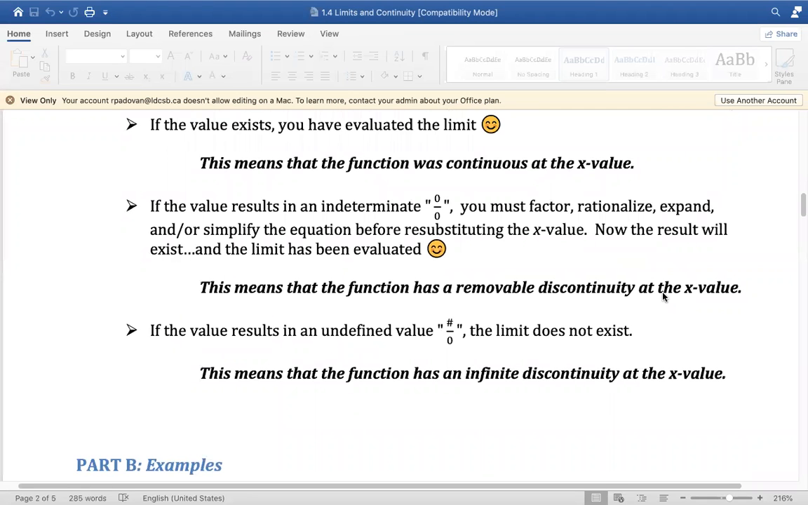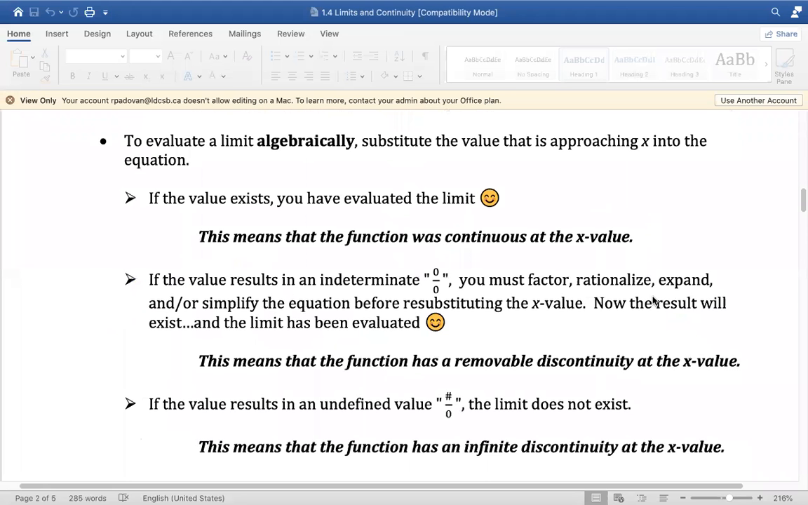If I plug in the x value and I have an indeterminate, which means I get an answer of 0 divided by 0, I get 0 as the numerator and in the denominator, then it's basically giving me a little hint, a little prompt there that this can work out, but I need to do more work. So then I have to factor or rationalize, expand, simplify the equation before I substitute the x value in again. So the result does exist and the limit has been evaluated.